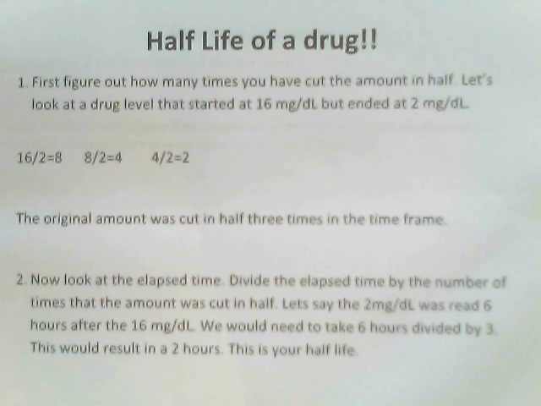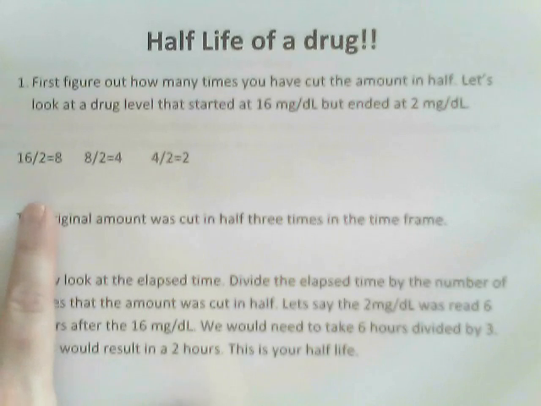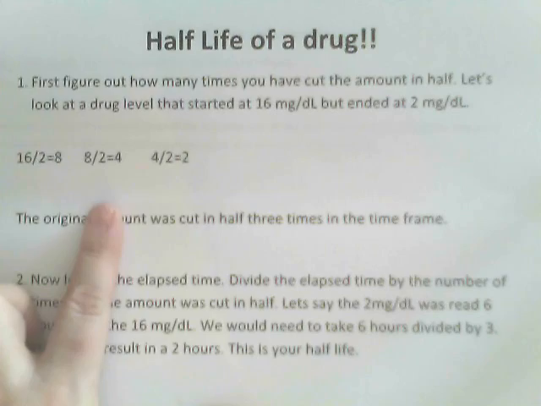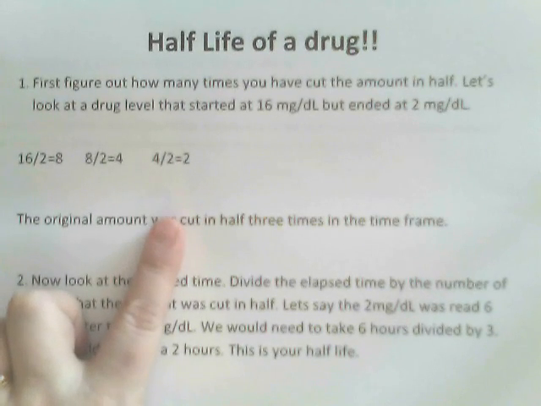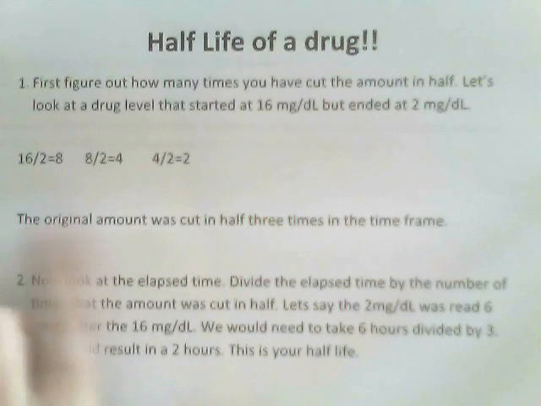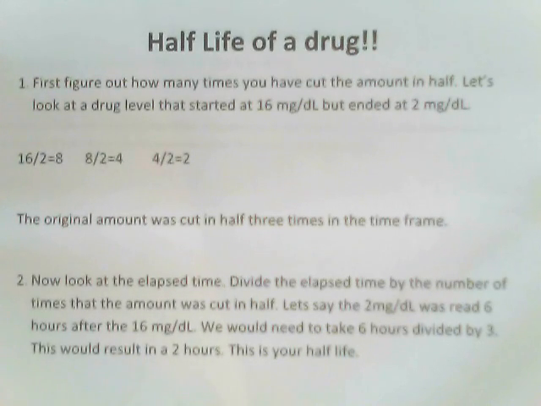When determining the half-life of a drug, we must first figure out how many times you have to cut that amount in half. So let's look at a drug level that started out at 16 milligrams per deciliter, but ended at 2 milligrams per deciliter. As you can see, we have 16 divided by 2, which is 8. 8 divided by 2 becomes 4. 4 divided by 2 becomes 2. The original amount was cut in half 3 times within that time frame.